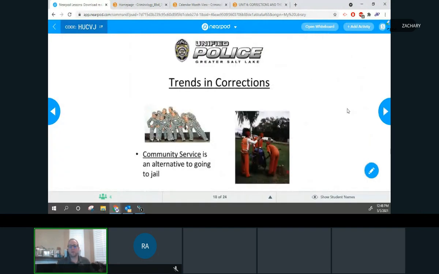Okay, trends in corrections. There are a lot of things going on right now. You've probably seen that it used to be the stripes. The prisoners now usually wear bright orange jumpers or clothing, just so they can be distinguished from the general public. A lot of what they do now, they feel they need to do community service as an alternative to some jail time. It also gets inmates out and about when they can do that.